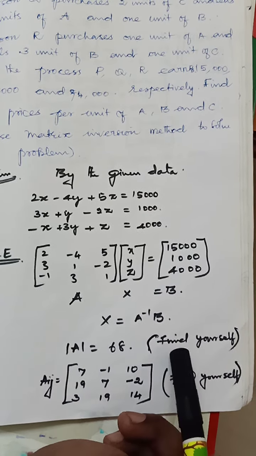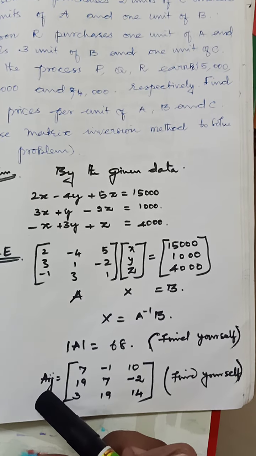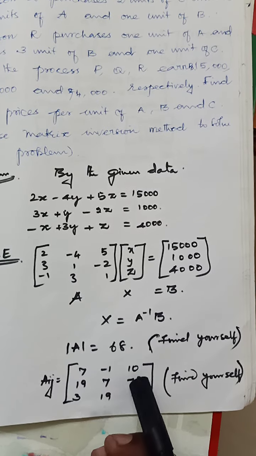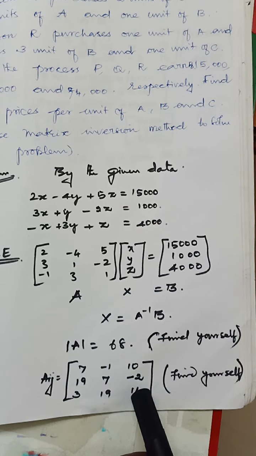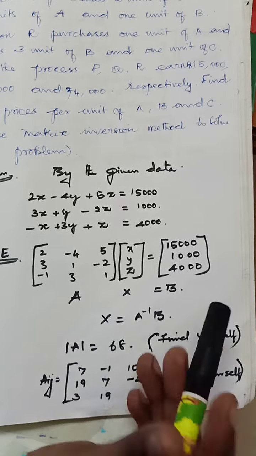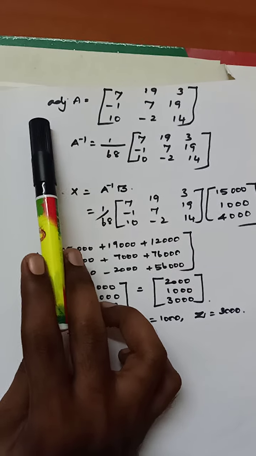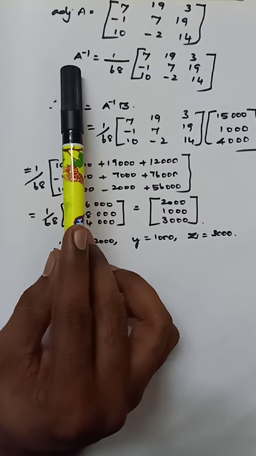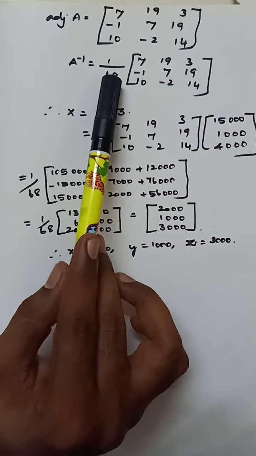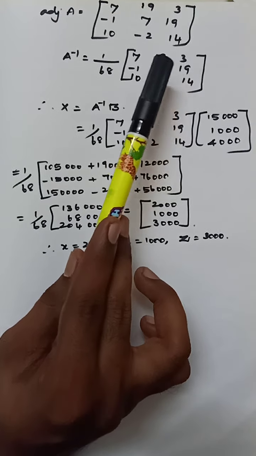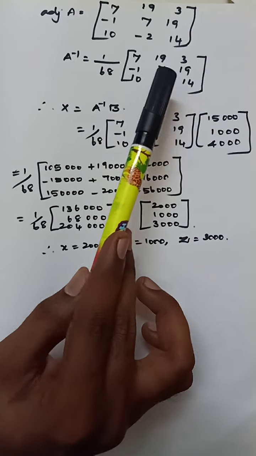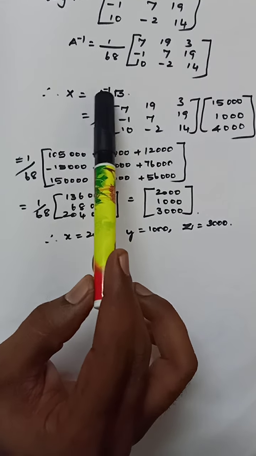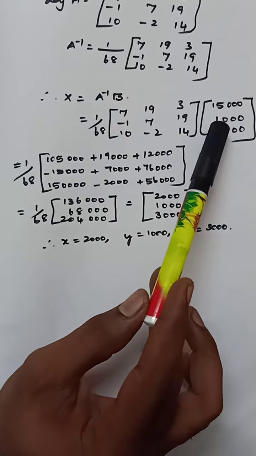You have to prove the value. Like that, your cofactor matrix: 7, minus 1, 10; 19, 7, minus 12; 3, 19, 14. That also you have to find yourself. So I am going direct. Okay, so now your adjoint of A: 7, 19, 3. Your A inverse equal to 1 by 68, [7, 19, 3; minus 1, 7, 19; 10, minus 2, 14]. So X equal to A inverse into B, A inverse and B value.